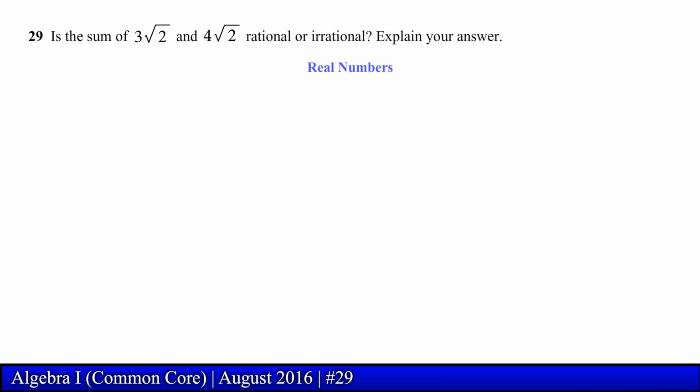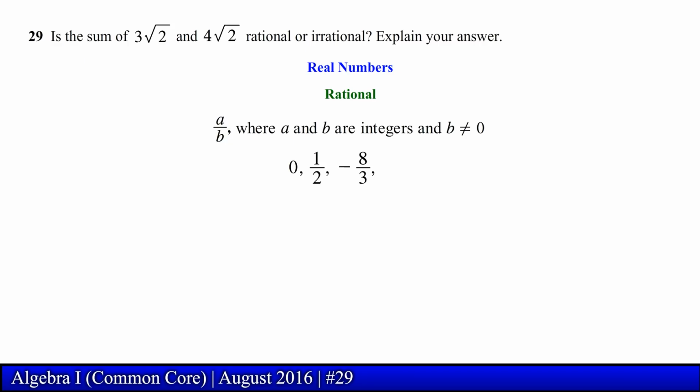Recall that the real number system is broken up into two sets of numbers, rational and irrational. A rational number is a number that can be written as a ratio of two integers of the form a over b, where b does not equal 0. Numbers such as 0, 1/2, -8/3, and -5 are examples of rational numbers.